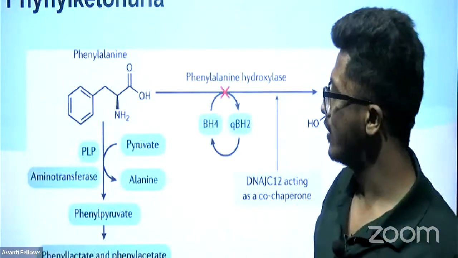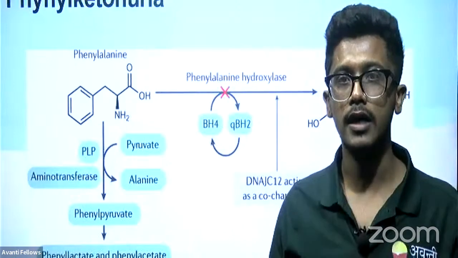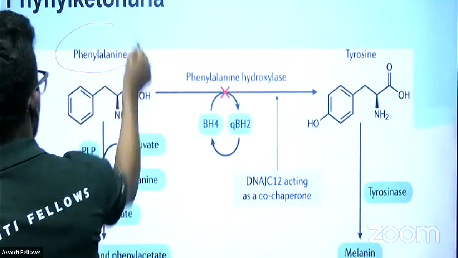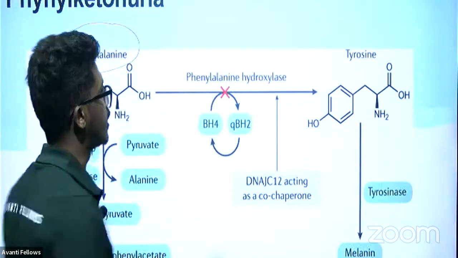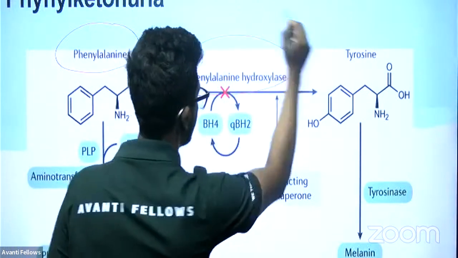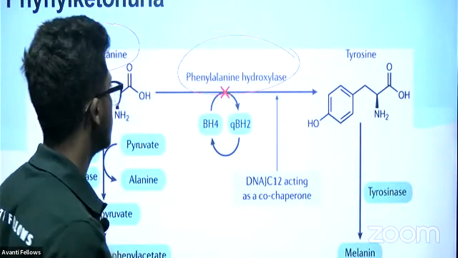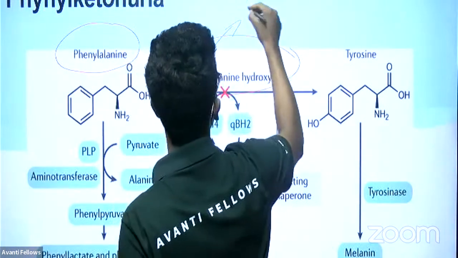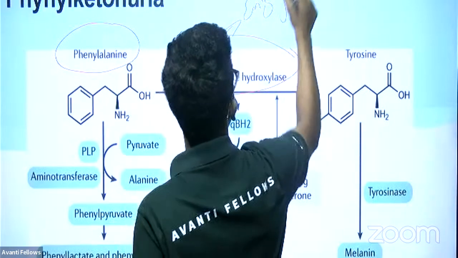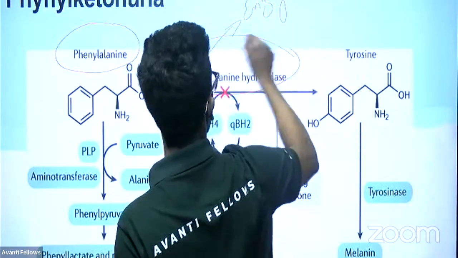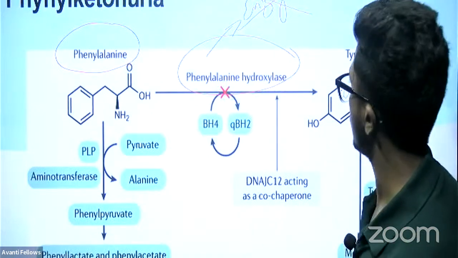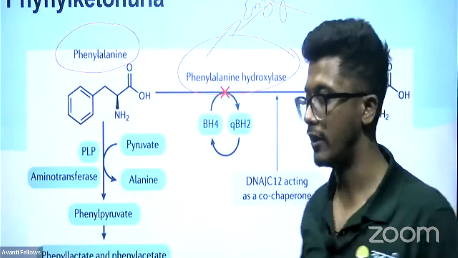See, we have a normal metabolic situation where you have phenylalanine. The phenylalanine should be converted by phenylalanine hydroxylase. Okay. Phenylalanine hydroxylase is an enzyme. So imagine that this enzyme is not manufactured. If this enzyme is not manufactured, it leads to something called phenylketonuria.